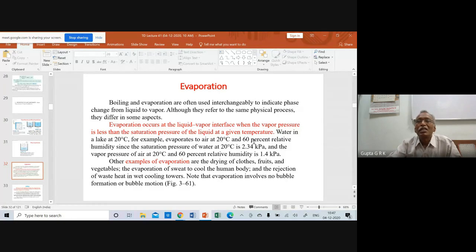So at 20 degrees centigrade and 60% relative humidity, the saturation pressure of water at 20 degrees centigrade is 2.34 kilopascals, and the vapor pressure is equal to 1.4 kilopascals. So the vapor pressure is less, and the saturation pressure at 20 degrees centigrade is high, and so evaporation automatically takes place. Other examples of evaporation are drying clothes, fruits and vegetables, the evaporation of sweat to cool the human body, and the rejection of waste heat in wet cooling towers. Note that evaporation involves no bubble formation or bubble motion.